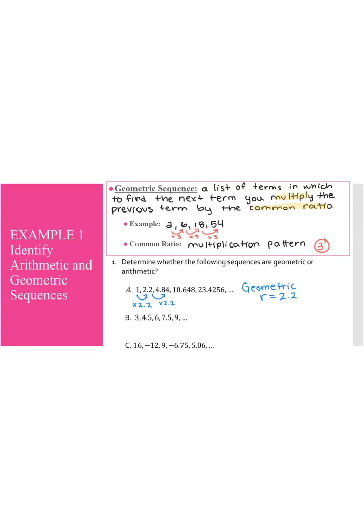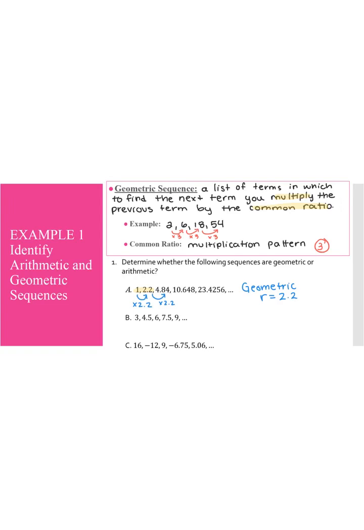Depending upon the class you were in, it depended on how many examples we got through in this first little section. I wrote down A already. Our pattern was multiplication by 2.2, and that's pretty easy to see by looking at this first set here. To go from 1 to 2.2, we multiply by 2.2.